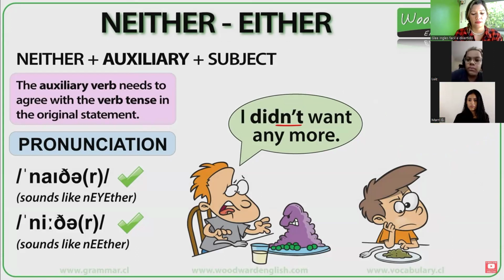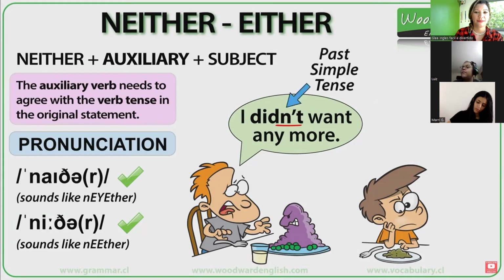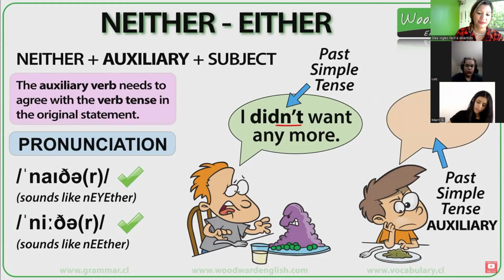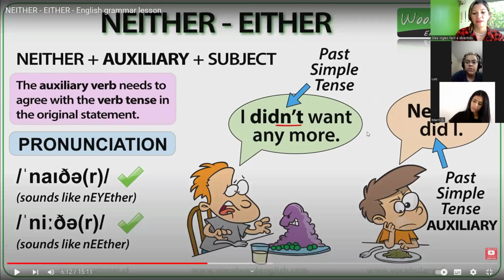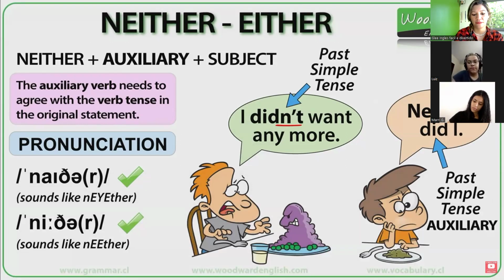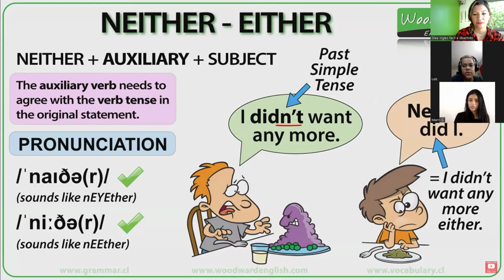Let's look at the same sentence in the past tense. I didn't want any more. The statement is in the past simple tense. This means for the response, we need a past simple tense auxiliary verb. How can we respond? Neither did I. Did is the past simple tense auxiliary verb. Neither did I means I didn't want any more either.